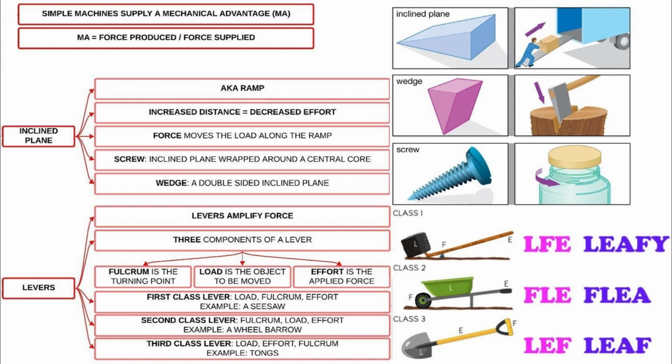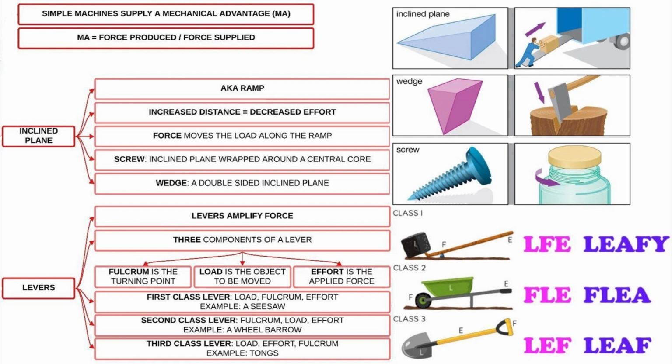Levers amplify force. And there are three components to a lever. There is the fulcrum, which is the turning point. The load is the object to be moved, and the effort is the applied force. A first-class lever has the load, then the fulcrum, then the effort. An example is a seesaw.